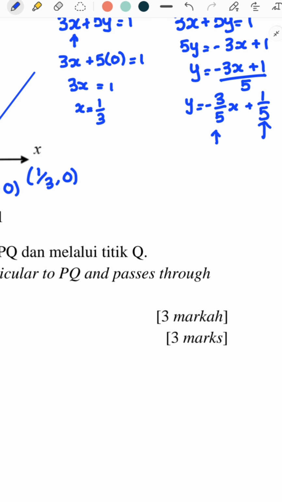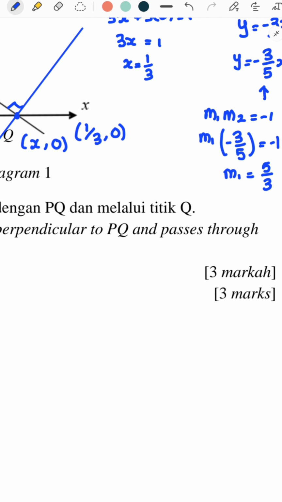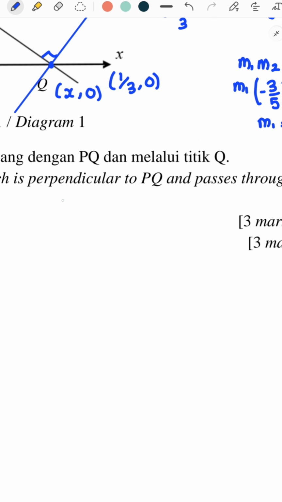Okay, now with this gradient, you have to use this formula m1 m2 = -1. So now we're going to find the gradient of the line that intersects. So -3/5 times m2 = -1. So your gradient is 5/3. Okay, with this information, let's form the new linear equation. So we just use our normal basic y = mx + c. So your gradient is 5/3. y = 5/3 x + c.